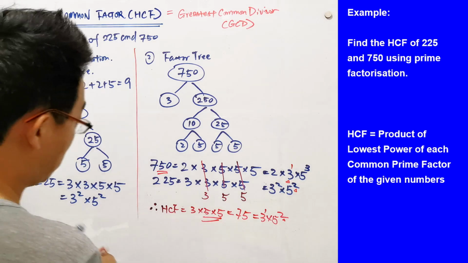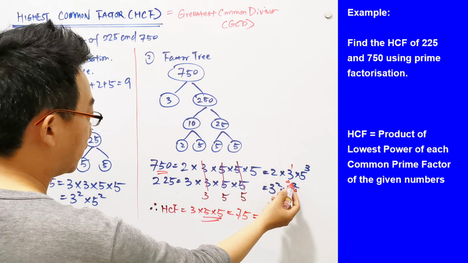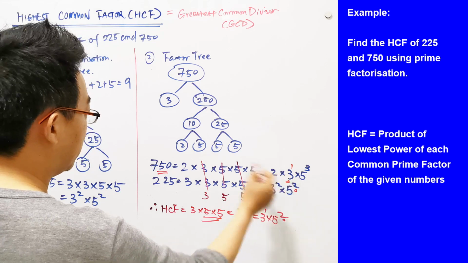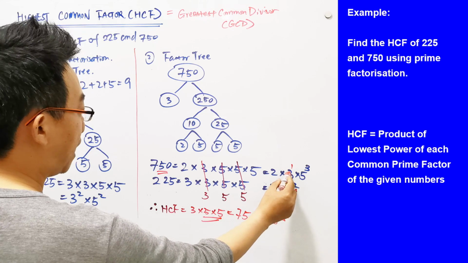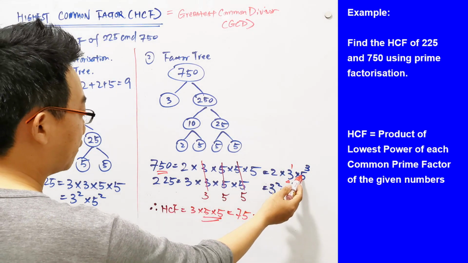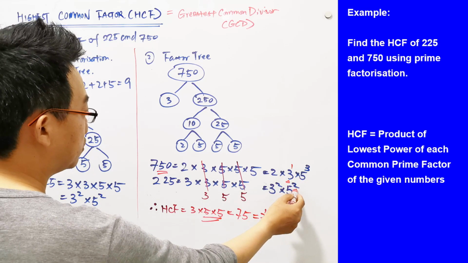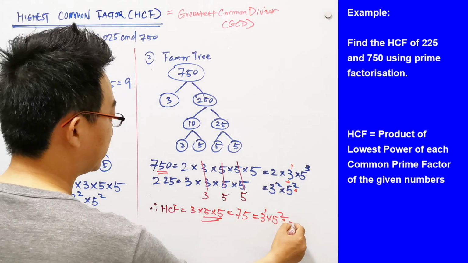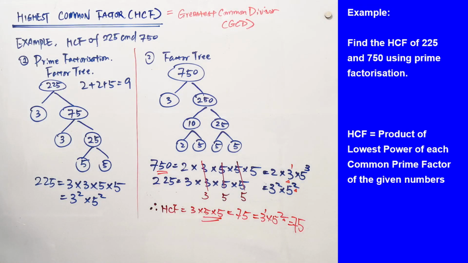So in this case, for the common factor 3, 750 has a 3, right? 225 has a 3 as well. What's the lowest power? The lowest power is 1, so we take the 1. For 5, which is the common factor, what's the lowest power? The lowest power is 2, right? In this case, we take 2. So we also get the result 75. Okay, is that clear? Alright.